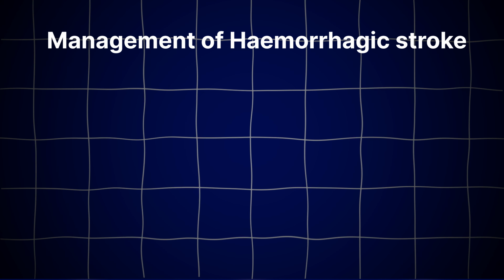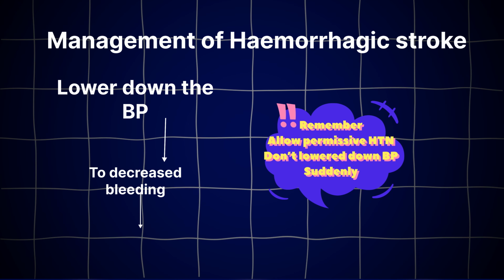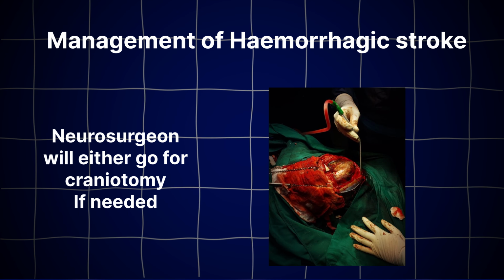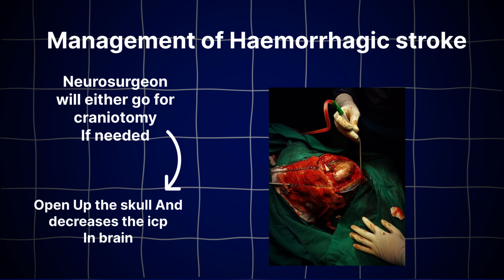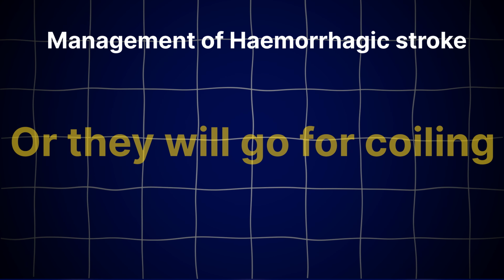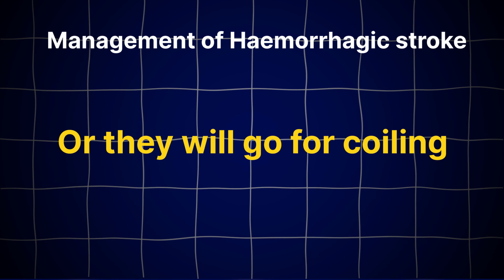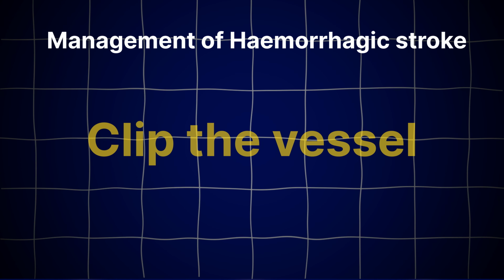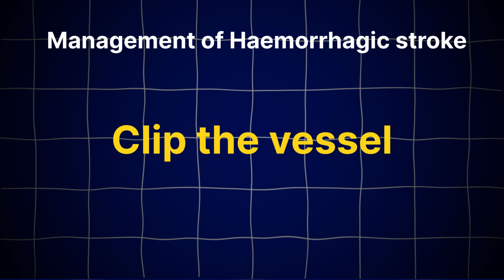The only thing that a physician or intensivist can do in hemorrhagic stroke is lower the blood pressure to decrease bleeding and refer the patient to the neurosurgery department. The neurosurgeon will either go for a craniotomy, in which they open up the skull and decrease the pressure in the brain, or they will go for coiling, in which they pass a coil in the vessel and stop the bleed, or they clip a vessel by opening the brain. So that's how you manage a hemorrhagic stroke.